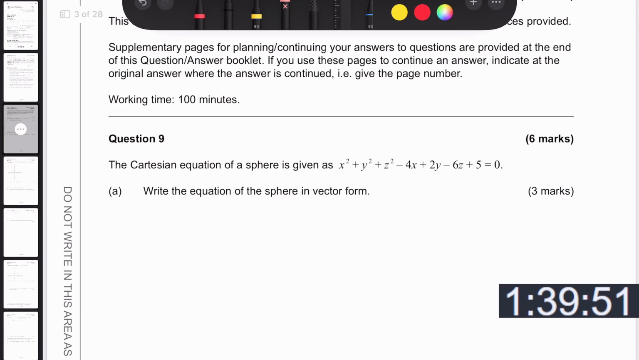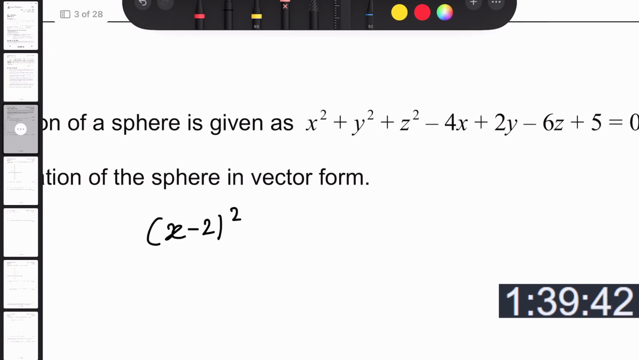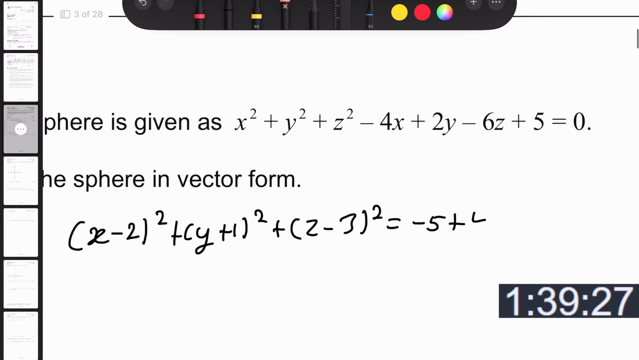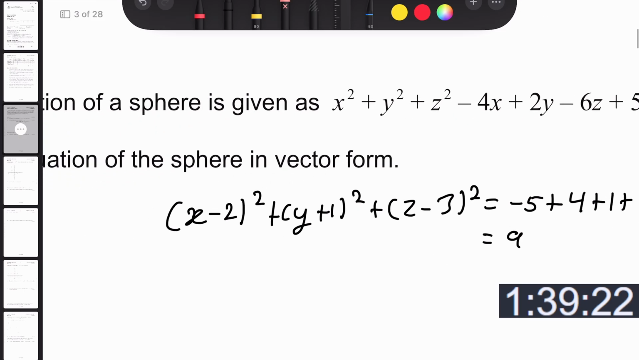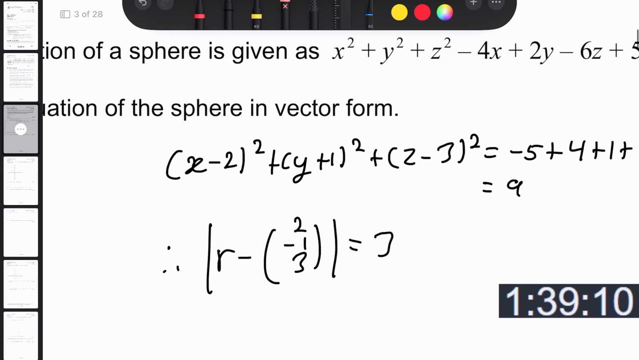A Cartesian equation of the sphere is given by that. Write the equation of the sphere in vector form. So this is going to be x minus 2 squared plus y plus 1 squared plus z minus 3 squared equals negative 5 plus 4 plus 1 plus 9. That's going to equal 9, therefore it's going to be an absolute value of r minus, now the center is going to be 2, negative 1, 3. It's going to be equal to, and the radius is going to be 3, so 3.